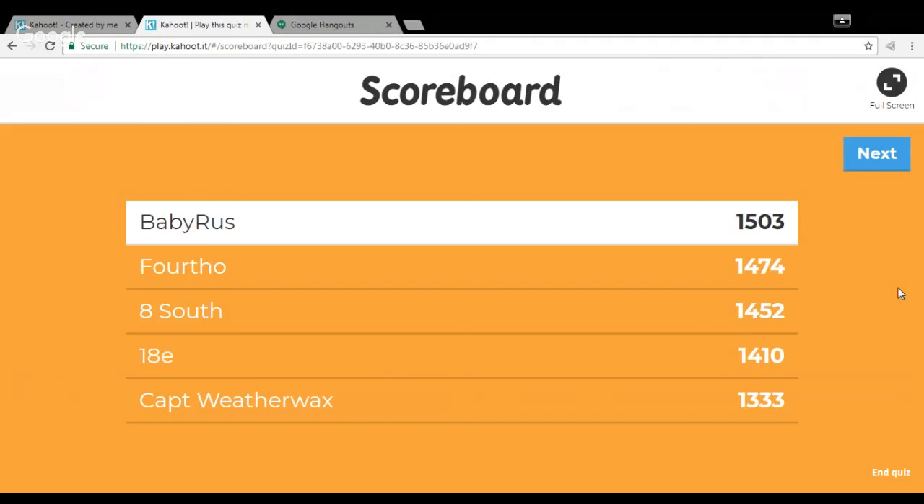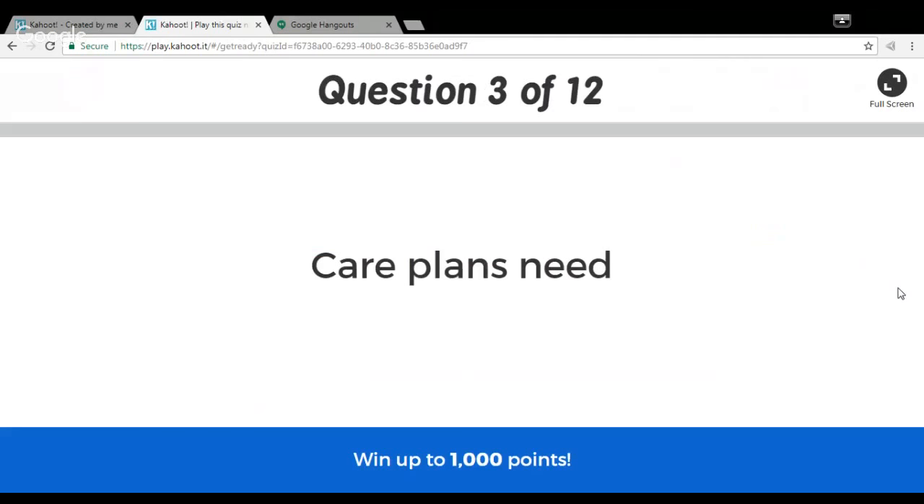Good job. So it looks like Baby R Us pulled into the lead. Nice job, kiddos. Loving that and making me cry like a baby. Fourth Though coming in at second. 8 South coming in at a strong third. 18 East dropping down a little bit. Dropping down, giving me heart palpitations. You know what I'm saying? All right, Captain Weatherwax still at the commanding low lead. So we'll go ahead. You guys ready? Here we go. Another question coming at you.